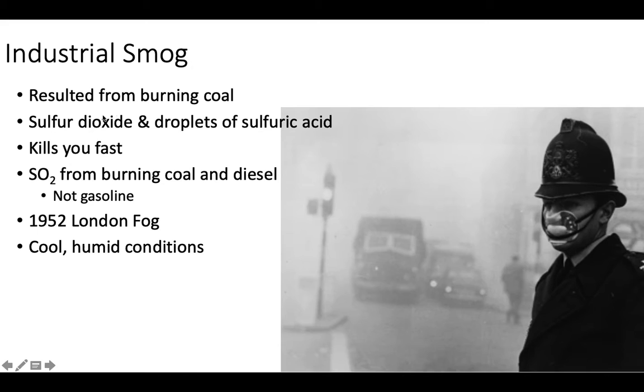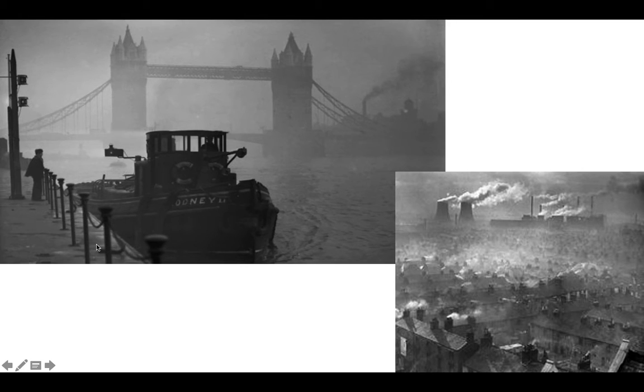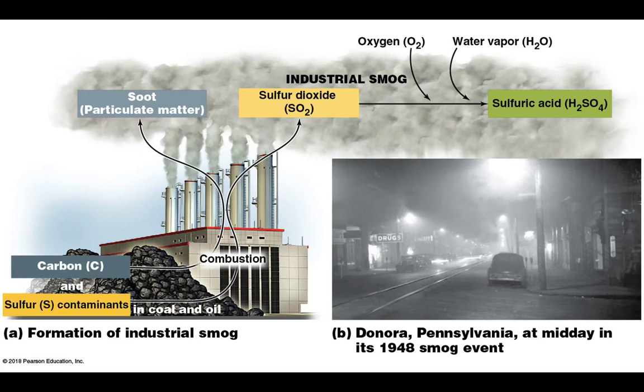So, like I said, industrial smog is mostly sulfur dioxide and particulate matter. It's very, very dangerous to breathe. It's from burning coal and gasoline, and it's formed in cool, humid conditions. Here's some photos from London in 1952, and there were also some issues in Pennsylvania in 1948 with industrial smog. It can actually lead to the formation of acid rain as well.